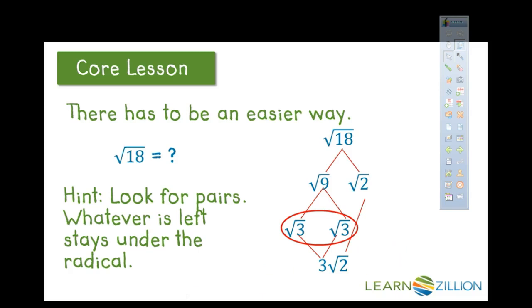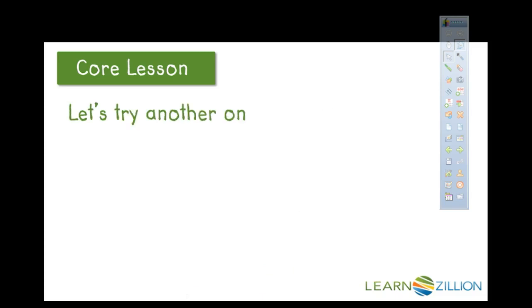Let's try another one. Square root of 24. You know that the square root of 24 has a lot of factors, but you want to find the prime factors. There are a lot of those too. Decompose the radical, the square root of 24, into its prime factors. The square root of 24 can be factored into the square root of 2 and the square root of 12.